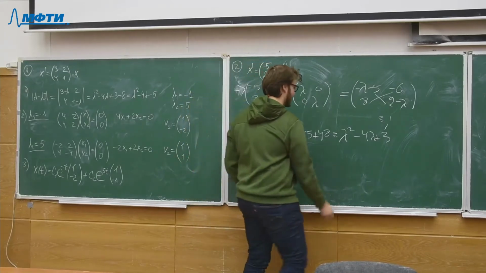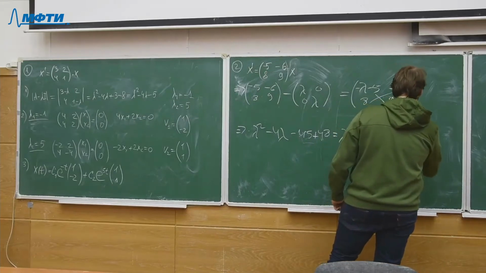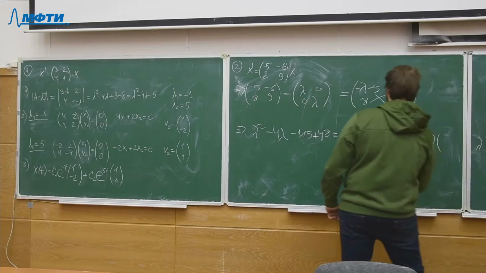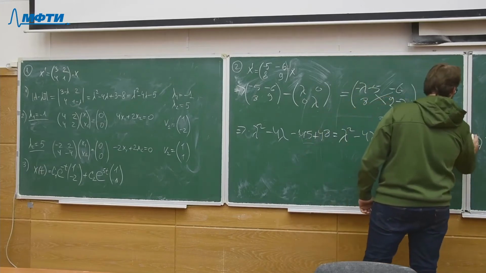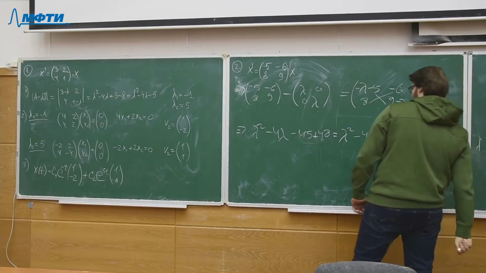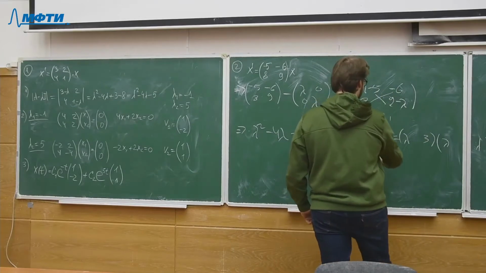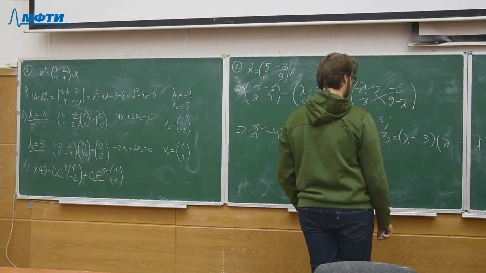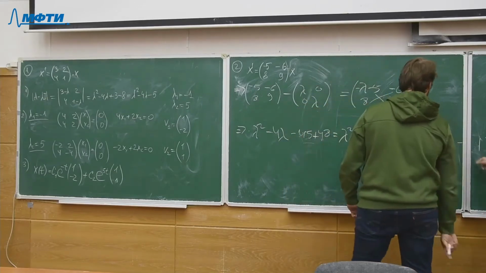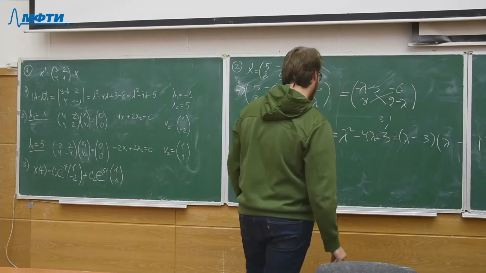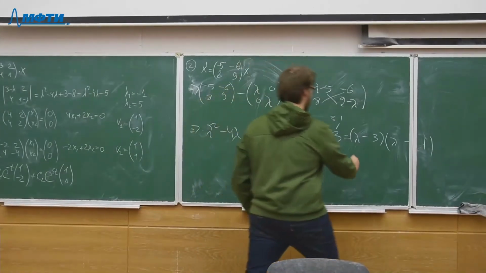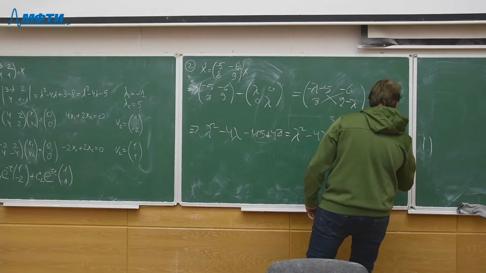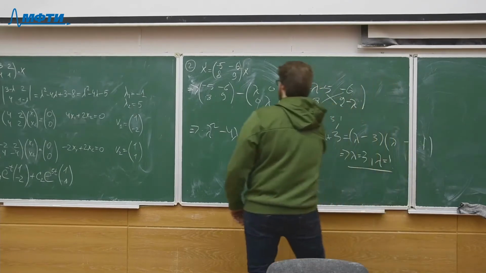So it's going to be lambda 3, 1, minus 1. Correct. This you remember from high school. So lambda is equal to 3, and then lambda is equal to 1. Now we substitute it into this.